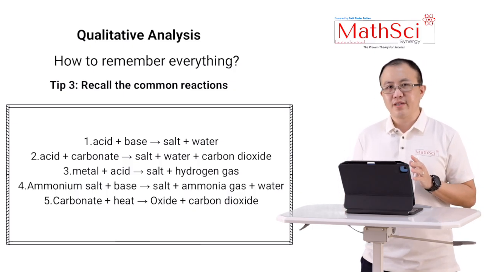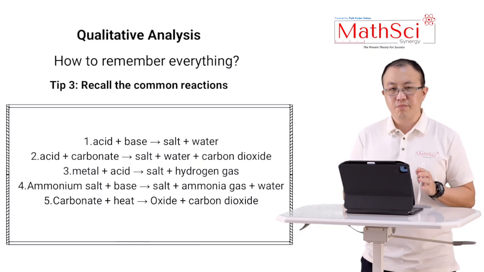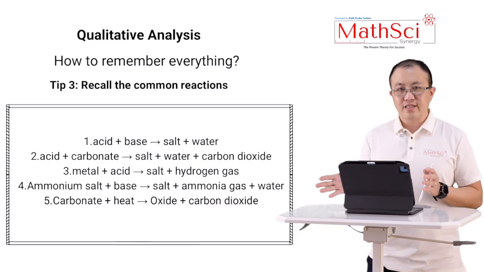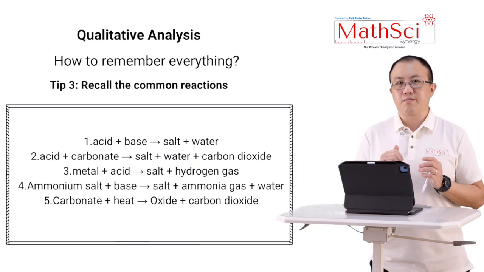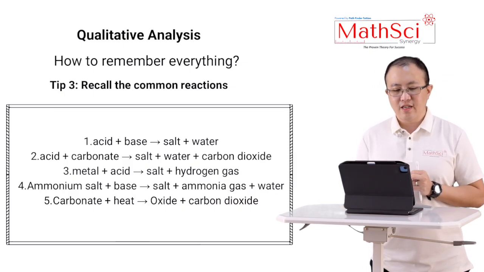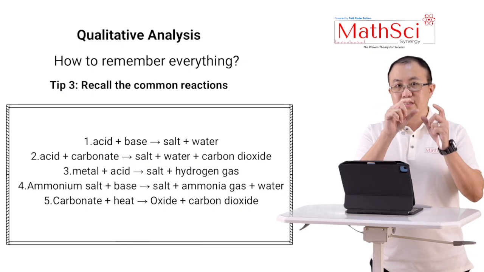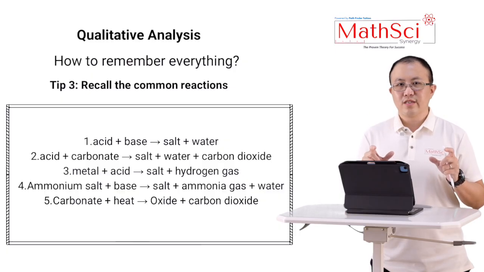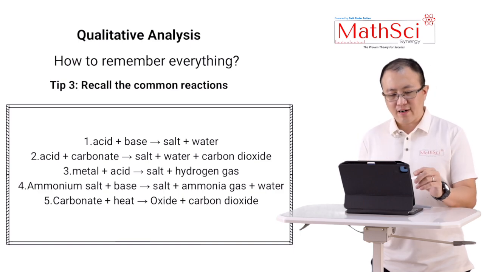Maybe tip number 3 will be, can you try to remember all the common reactions, like acid plus base gives you what? Acid plus carbonate gives you what? So this list is actually found in your topic of acid and bases, the common reactions. And you really need to take some effort to remember them, because when you look at the flow chart, what they ask you to do, you have to recall some of these reactions in order to relate what you might actually be doing in the question itself.